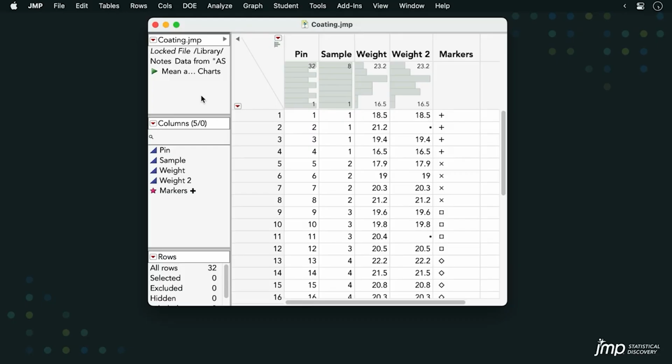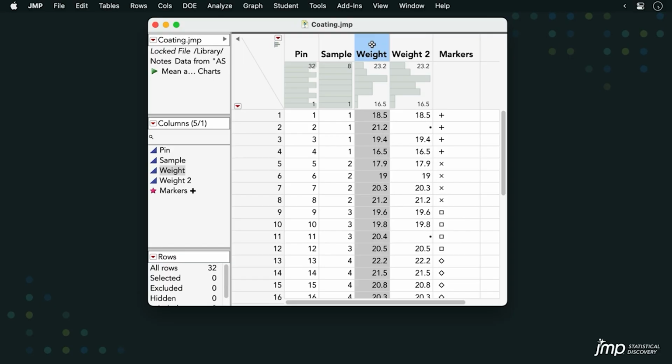This JMP demonstration shows how to conduct an equivalence test for a single mean. We are using the coding dataset from the sample data directory, and will conduct an equivalence test on the column weight. Specifically, we want to test whether we have evidence that the true population mean of weight falls within 1 point of a target value of 20.